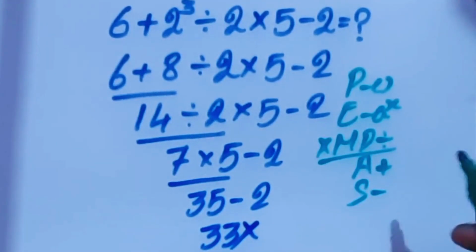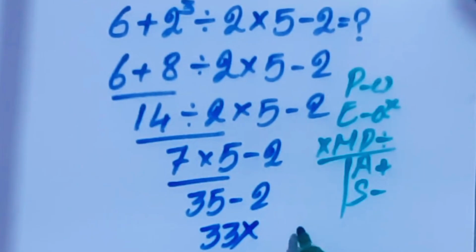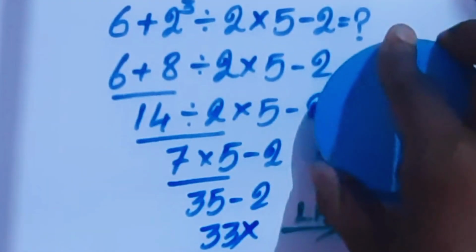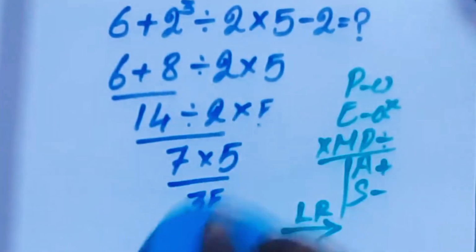Here multiplication and division are equal priority. Also addition and subtraction are equal priority. For equal priority, we are going to introduce another rule called left to right in the problem. Now we are going to solve this problem in the correct way by using the order of operations PEMDAS.